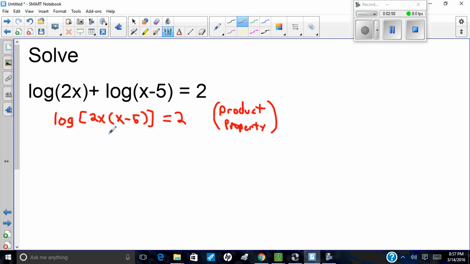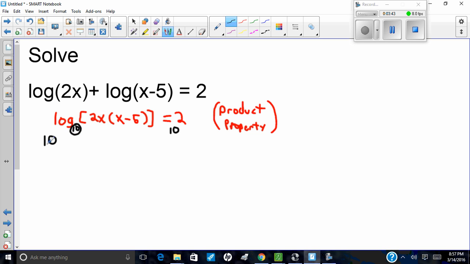Okay, our next step is to identify the base. Now, with a log, the base is understood to be 10. This is our common log, so I'm going to scribble in a 10 quickly. Okay, so this is base 10. So again, we are going to exponentiate both sides by 10. Alright, so this becomes 10, and our logarithmic expression now becomes our exponent. So this is 10 to the power of log 2x times x minus 5 is equal to, and so does this side, this is 10 to the second power. So again, we're exponentiating both sides by 10.